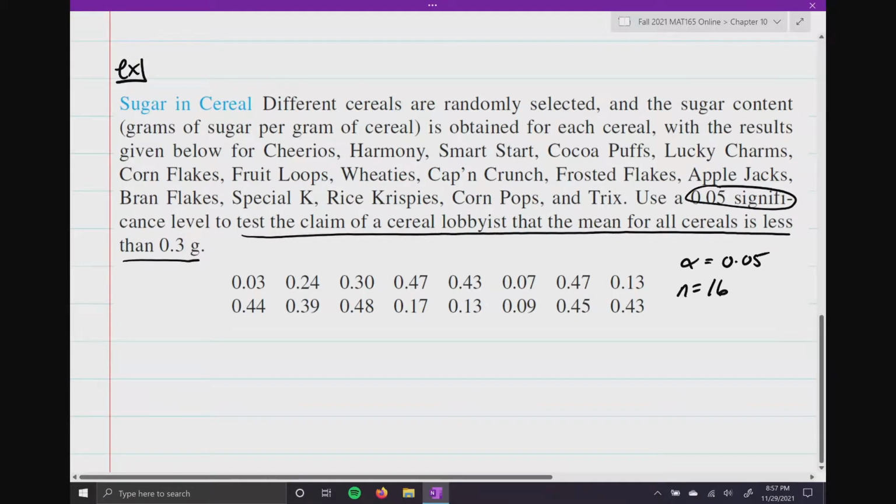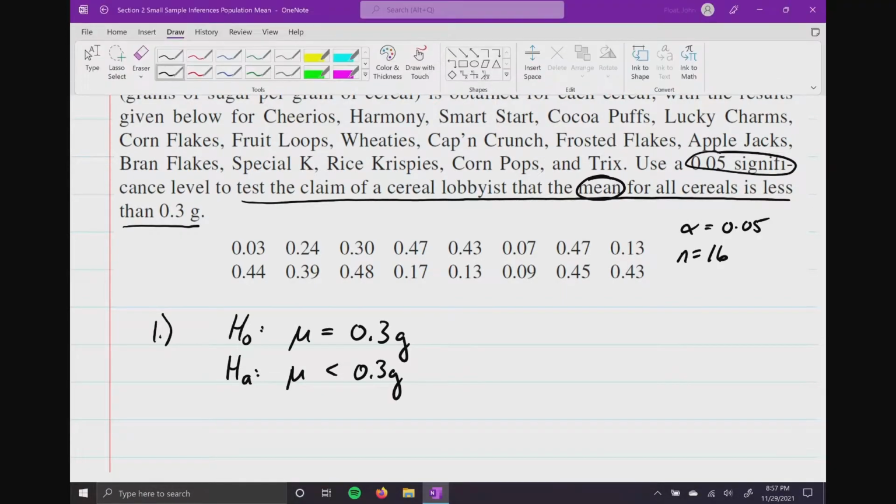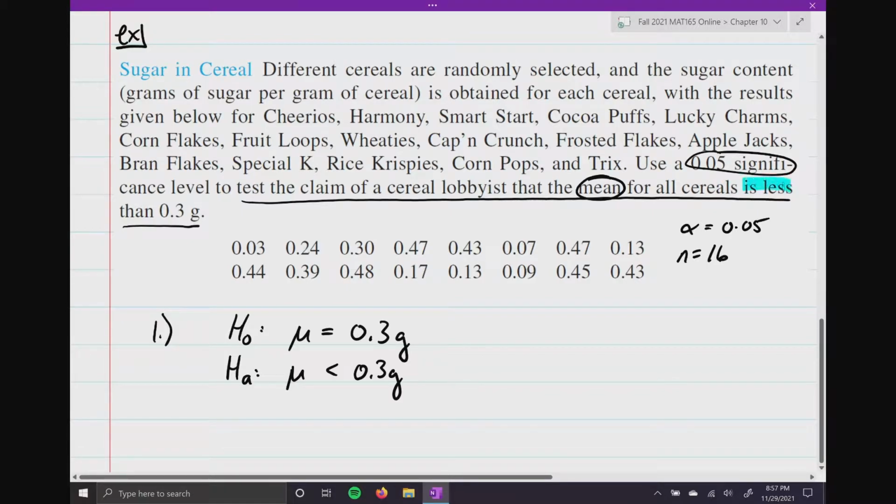So step 1, our null hypothesis. Well, we know we're going to be testing the claim of the mean that's listed in our last sentence. So mu has to equal 0.3 grams because that's what this cereal lobbyist is claiming. So our alternative hypothesis is going to be mu is less than 0.3 grams. Now, if you're asking where am I getting less than from? It's right here. Here are the words: is less than. That screams alternative hypothesis there. Okay?